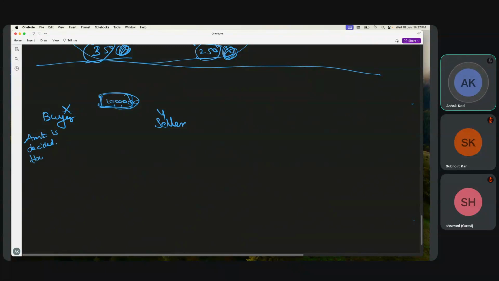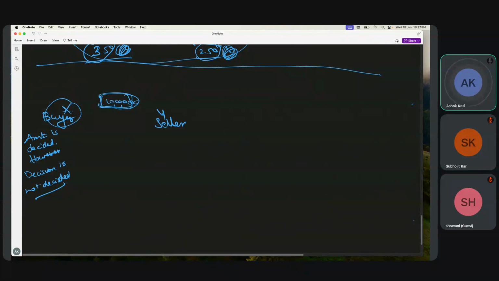However, decision is not decided. What does that mean? Whether he will buy or not, that is not decided yet. Decision is pending.